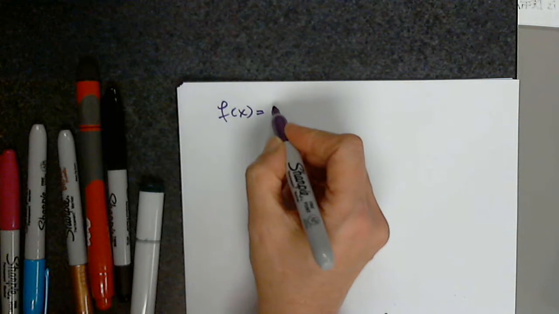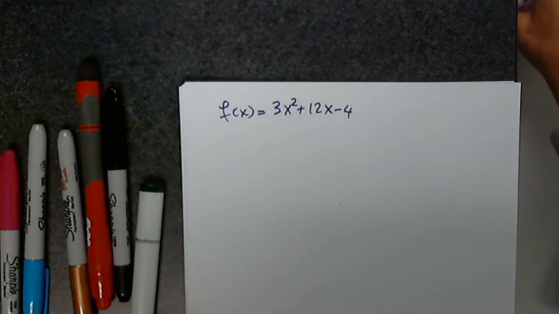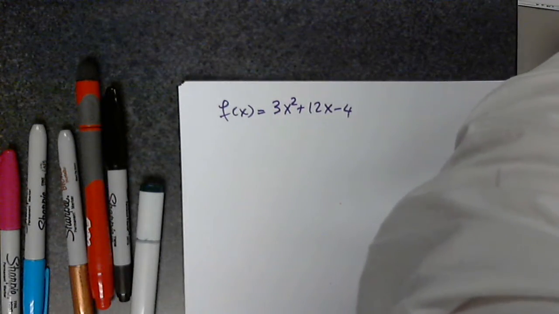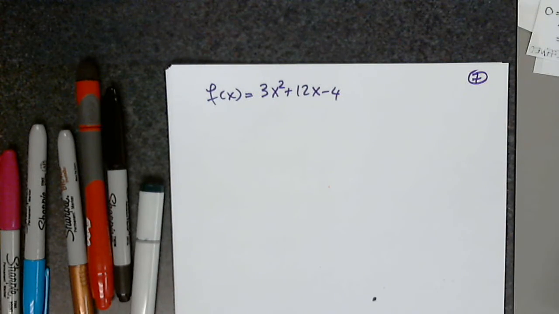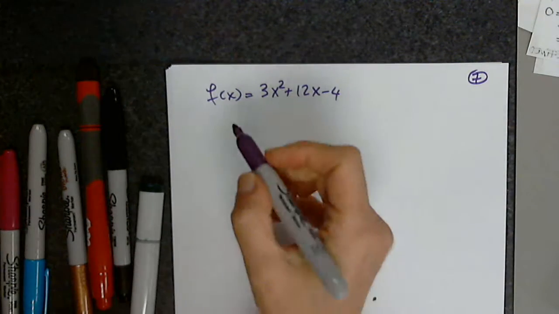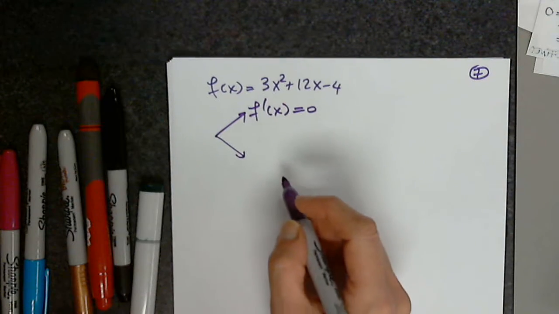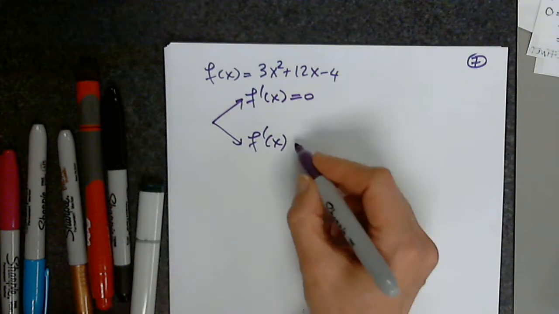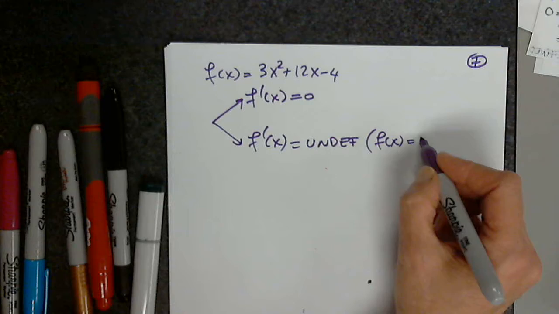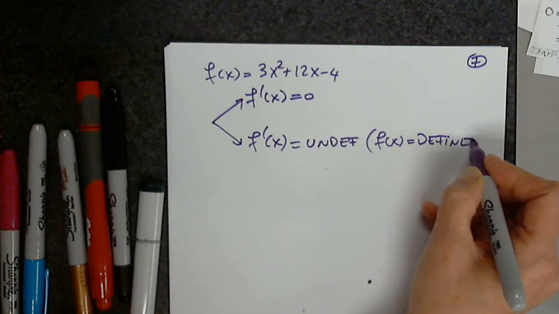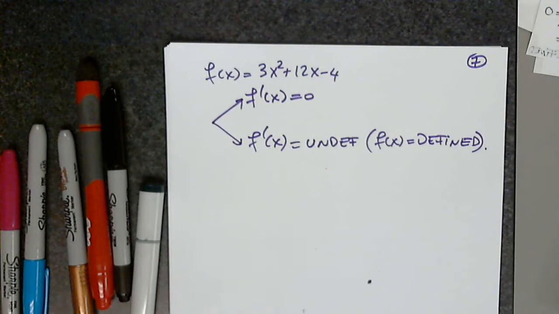We're given f of x is 3x squared plus 12x minus 4. And which page am I on? 7. Good. So for this function, I'm asked to find critical numbers. I know critical numbers come from two sources. From f prime of x being 0, and from f prime of x being undefined. Of course, when f of x is defined. Okay. So then, in both cases, I have to find f prime.